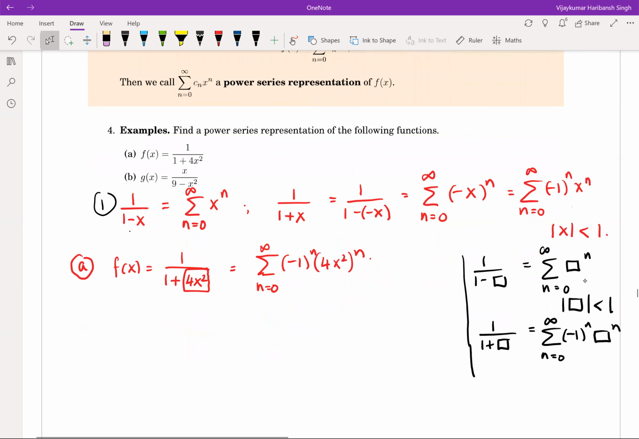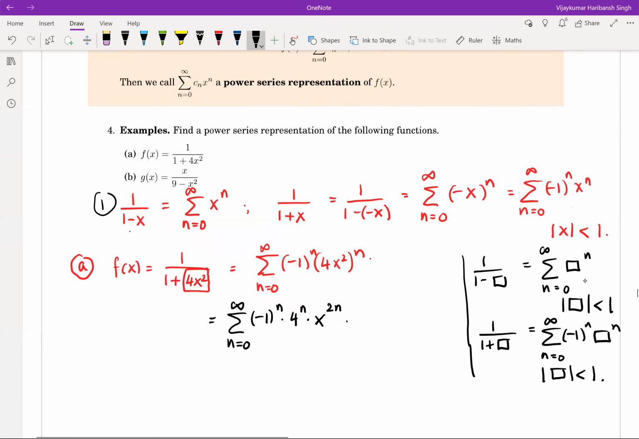Again, this is only valid when the absolute value of the box is less than 1. So whatever is inside that box. Make sense? Okay, so here let's write it down. So we have summation n equals 0 to infinity, (-1)^n 4^n, x^2 the whole power n is going to be x^(2n). So this is your power series representation of the function.